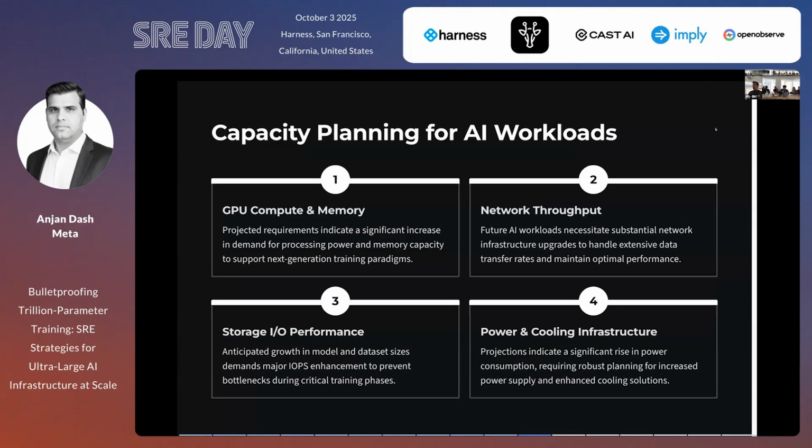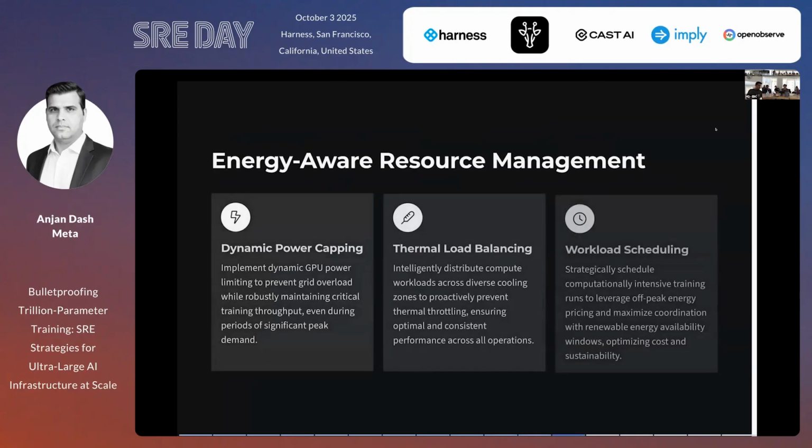Storage IO performance, if you can forecast it, you can get that. And then the last thing is power and cooling infrastructure, because these are power hungry. These jobs are all power hungry, right? We're talking about a lot of power for every run, and about 10 to 12 million dollars for one training job, right? So these are the capacities needed for this training.